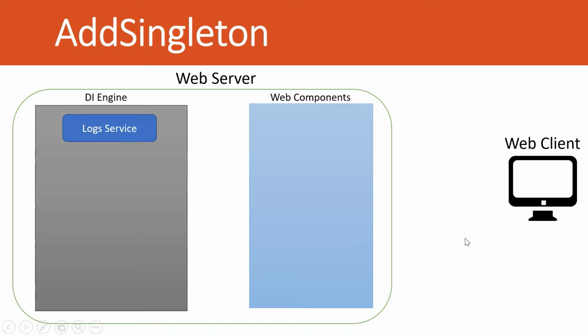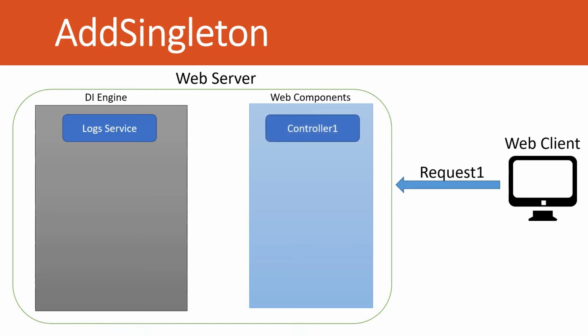Okay, let's start a request. So the web client will be requesting the server. Then the request is submitted to controller 1. Controller 1 has a dependency on logs service. This controller 1 will be requesting the dependency injection engine, the DI engine, for a logs service object. So this will process that, and it creates an object and returns the same instance to controller 1. Then controller 1 uses that object 1.